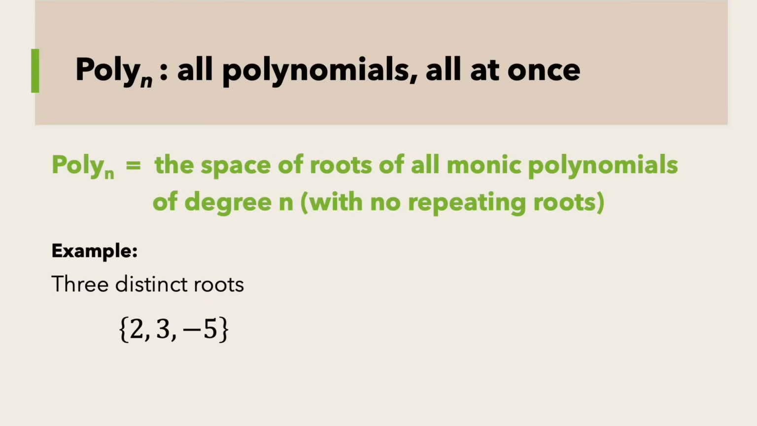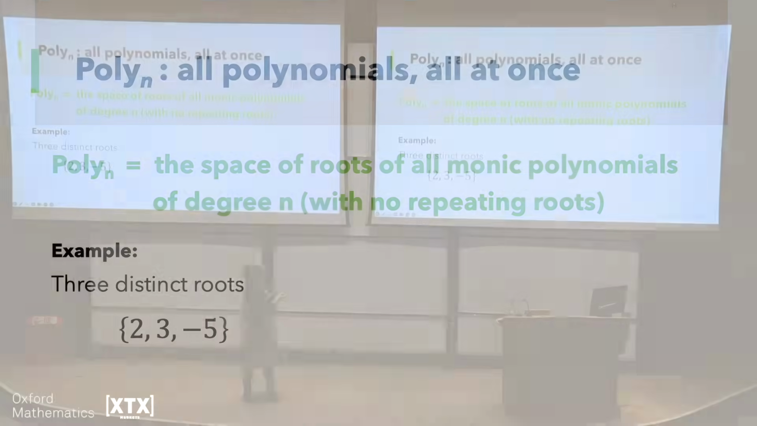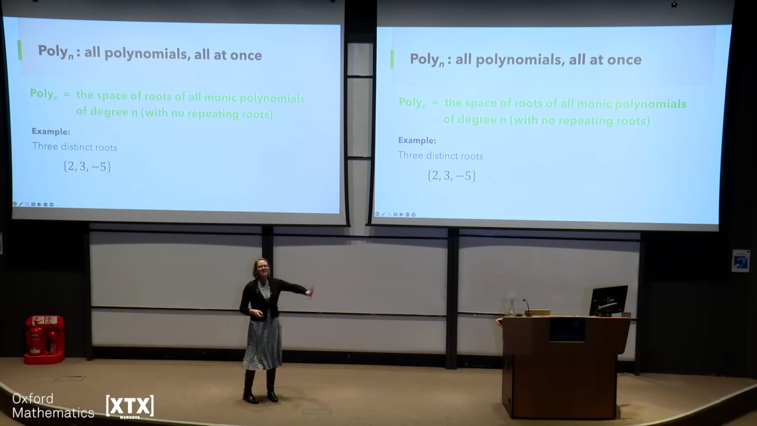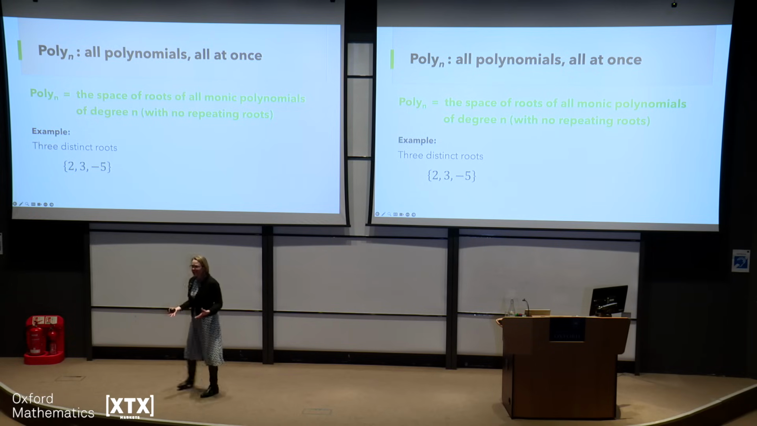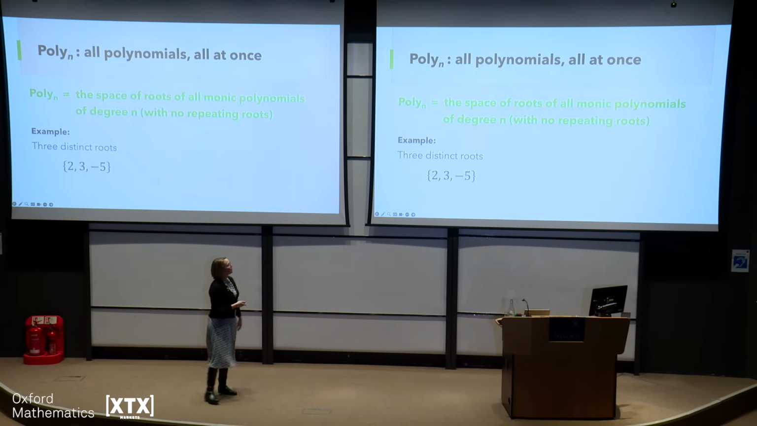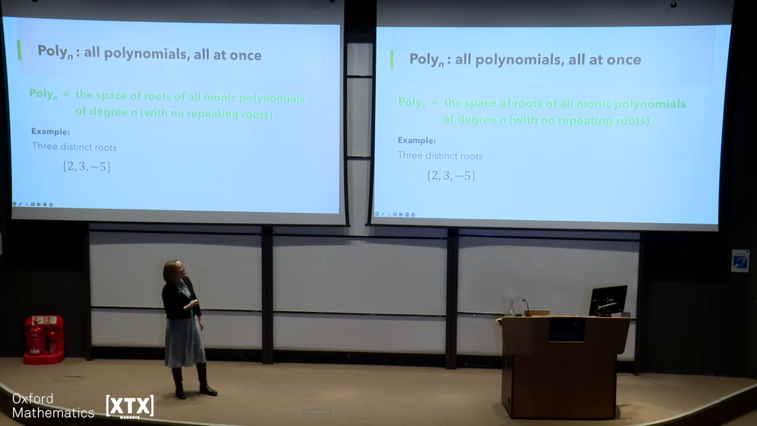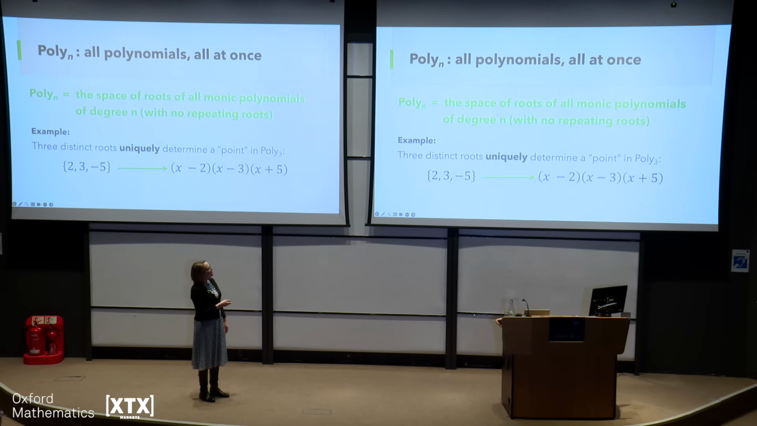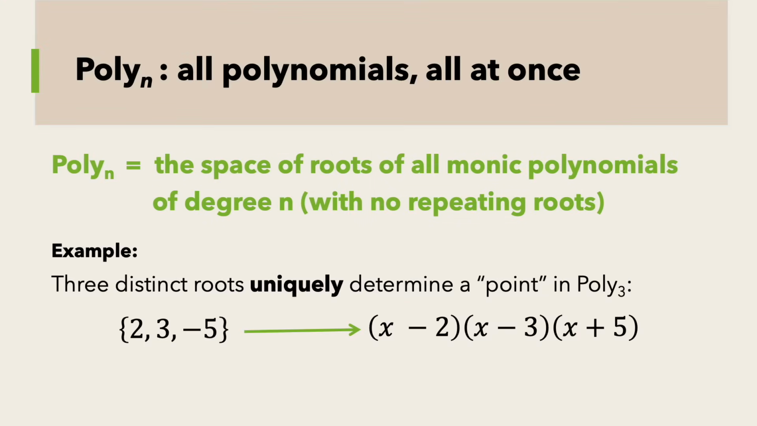Poly n is the space of roots of all monic polynomials of degree n, except for these singular ones that we don't really need to worry about. If we have repeated roots and we find one root, then we're already winning. So there are ways to deal with those. So I'm not really cheating at all by ignoring those. And the idea is that if I give you 3 distinct roots, then because I'm insisting on monic polynomials, I can write down a specific polynomial that has those 3 roots. Okay? And I can do this for any number.